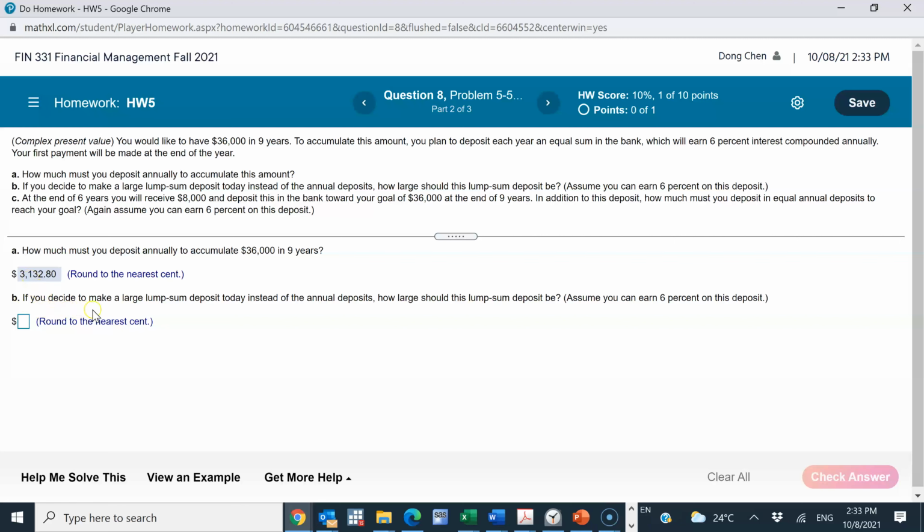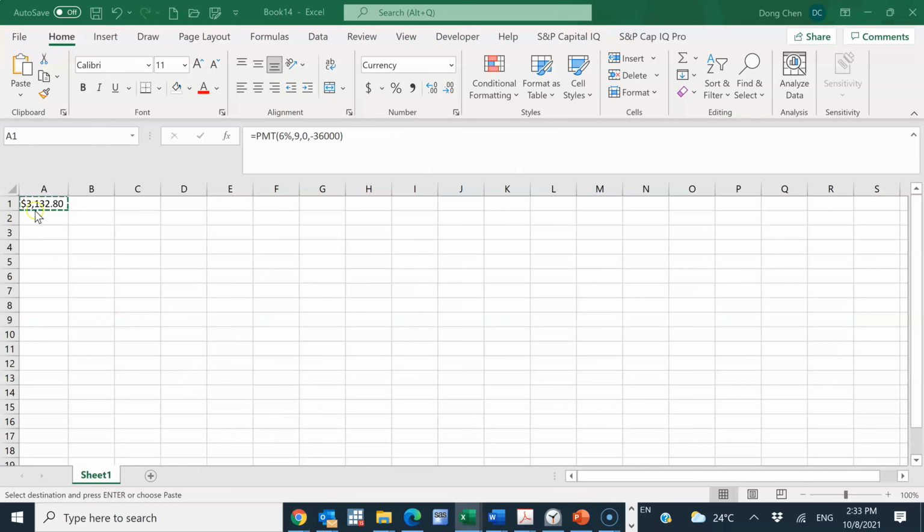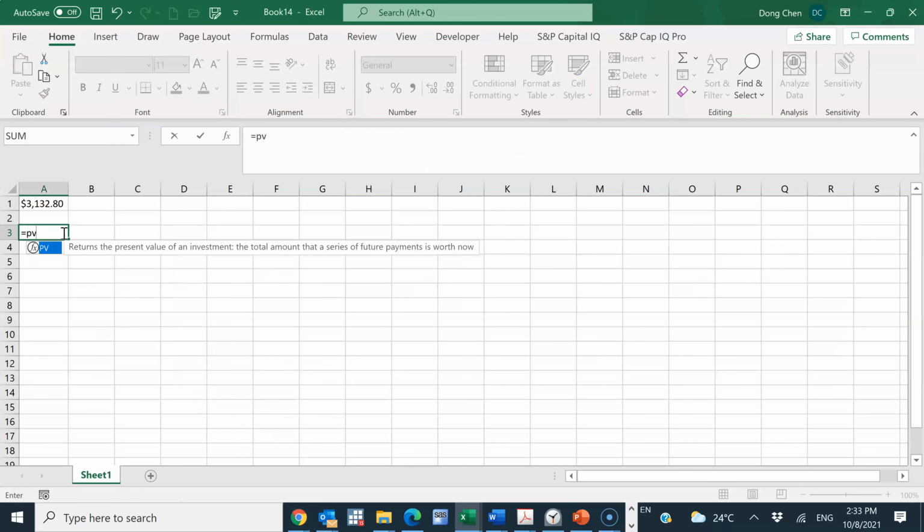So part B, if you decide to make a large lump sum deposit today instead of the annual deposits, how large should this lump sum deposit be? Assume you can earn 6% on this deposit. The rounding requirement is to round to the nearest cent, the same as part A. Now instead of an annuity problem, we have only one single cash flow compounding to this $36,000 in 9 years. So in this case, we can just use the present value function, PV, to calculate the present value of that future $36,000 sum.